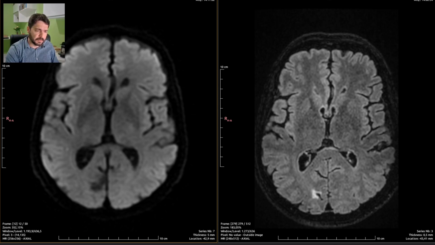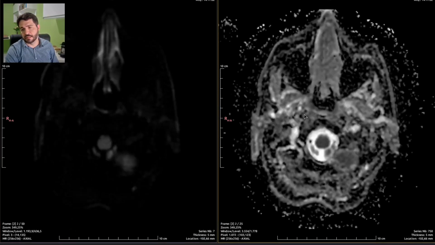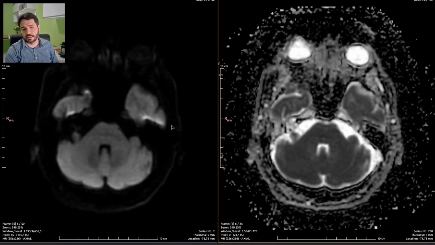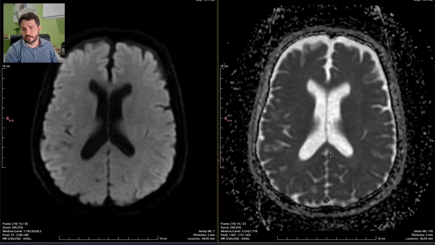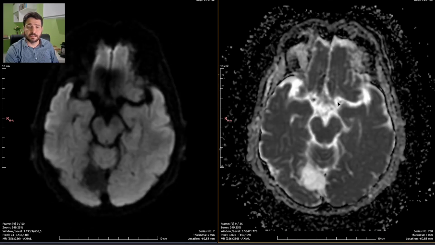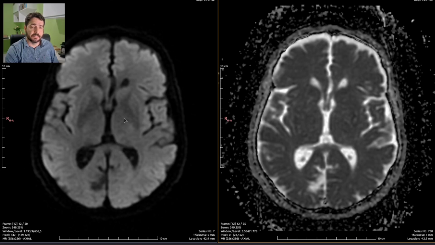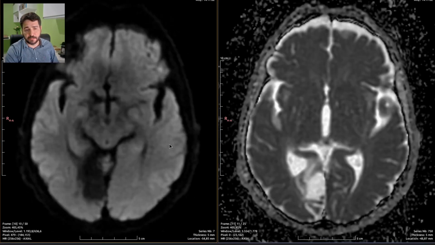No, they didn't send it. Did they send it? Yeah, they sent it. Oh, so this is the ADC map, and this is the diffusion weighted sequence.